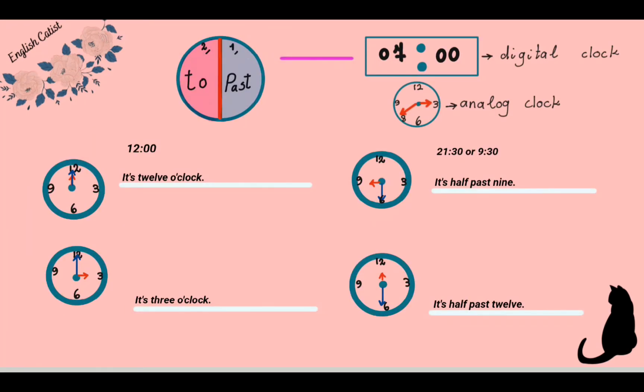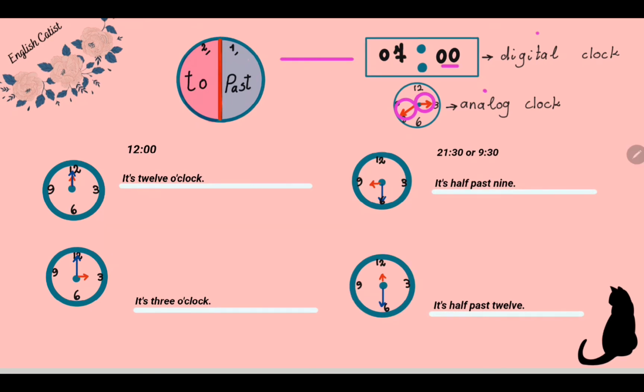Look at this one. We have two different kinds of clocks: digital clock and analog clock. Analog one has hands. They are hands. One short hand for hours and one long hand for minutes. It's very easy to read time when you've got this 00. For example, what's the time now?